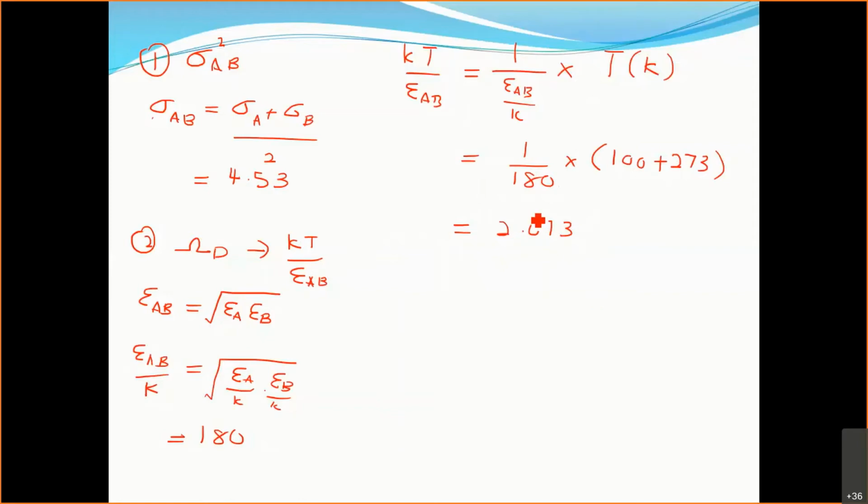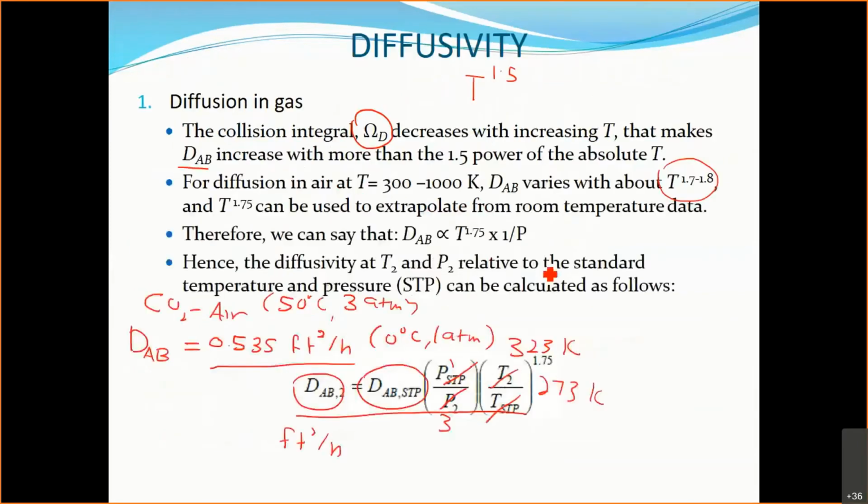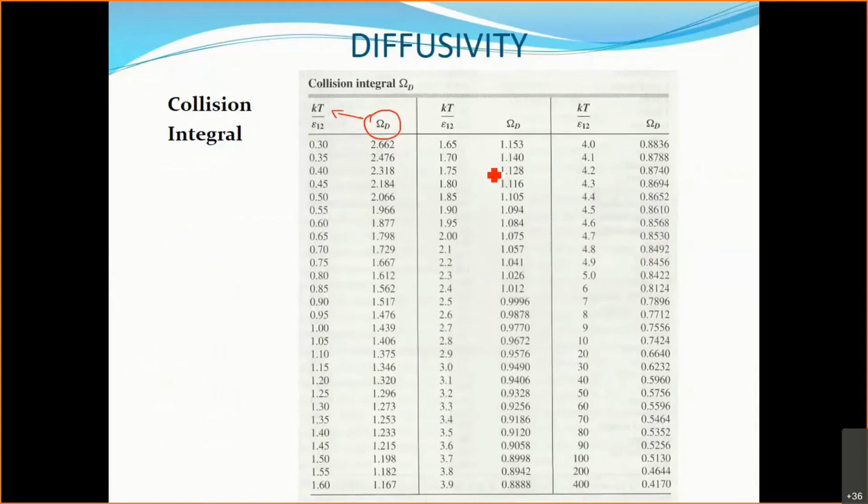Once you have gotten this value, if you look at our table here, 2.079 will be around this value, right? Between 2.066 and 2.184. Sorry, no. So 2.079 is going to be around here, between 2.1 and 2.0. So based on that, you can calculate the value of omega D.